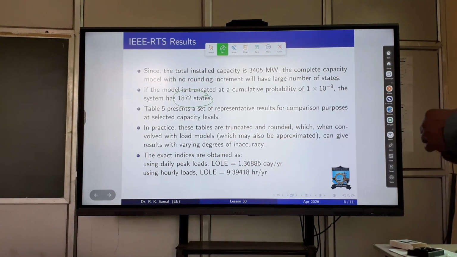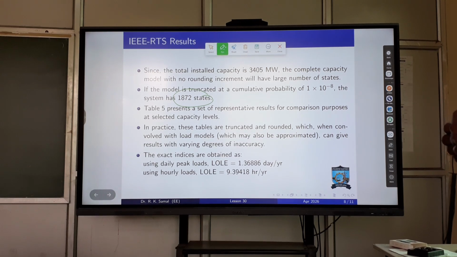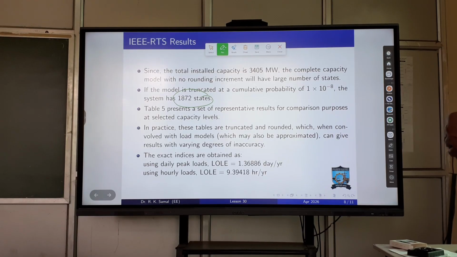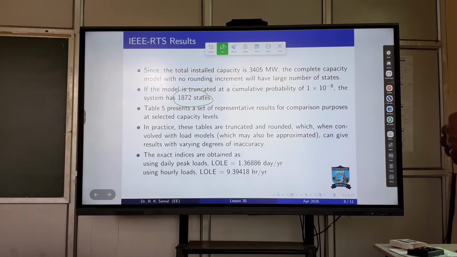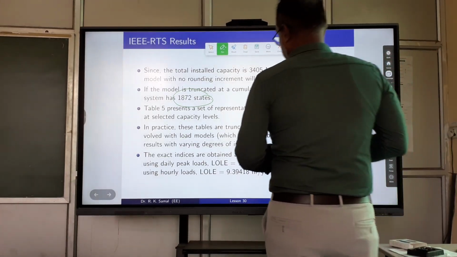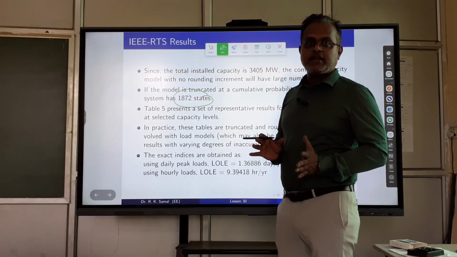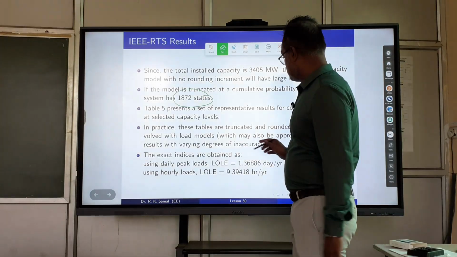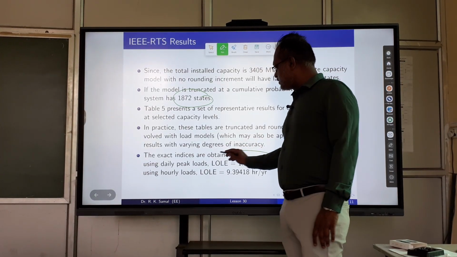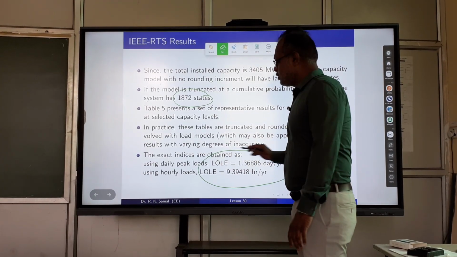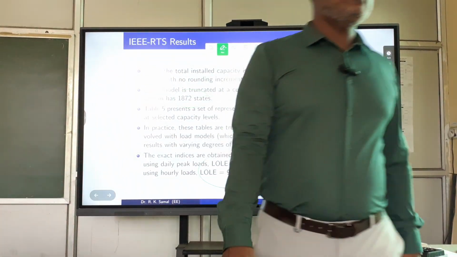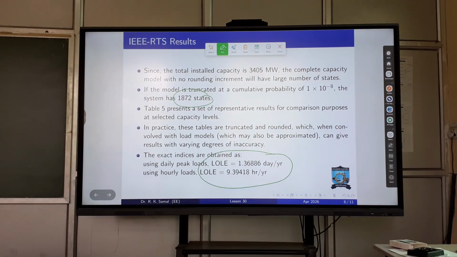Table 5 represents a set of representative results for comparison purposes. In practice, these tables are truncated and rounded, which, when converted with load models, can give very accurate resolution. So for this basic IEEE RTS, for reference, these are the yellow LED and blue LED. So note this down. Anytime you are trying to improve this or use this, you need to remember this.